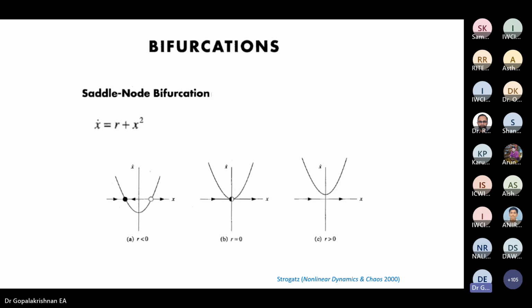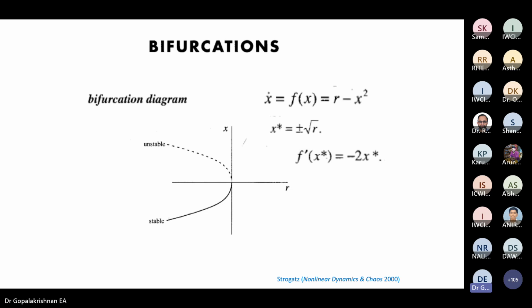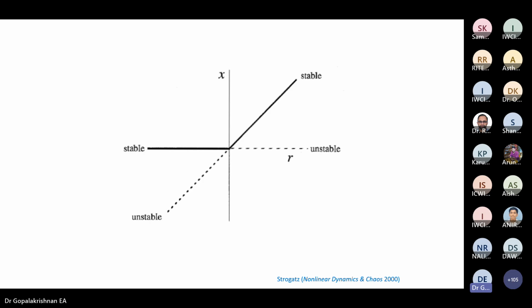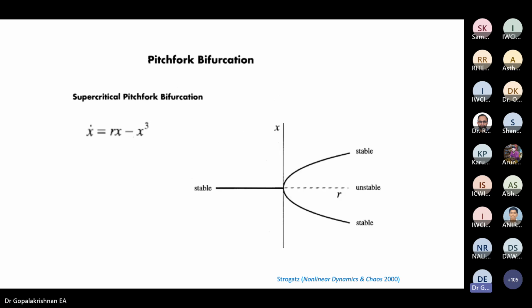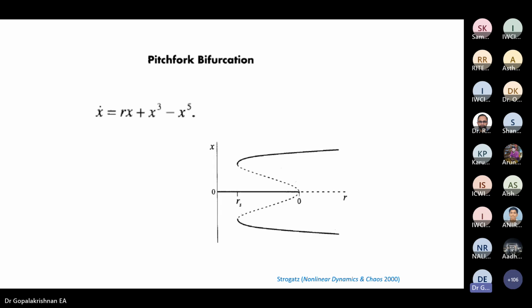Now, for want of time, I will skip certain aspects and go to one important thing which will help us further navigate. You take a system, something similar to this: X dot is equal to Rx plus X cube. This is called a supercritical transition. And when X dot is equal to Rx plus X cube minus X power 5, it is called a subcritical transition. I will explain it further in the other slides.